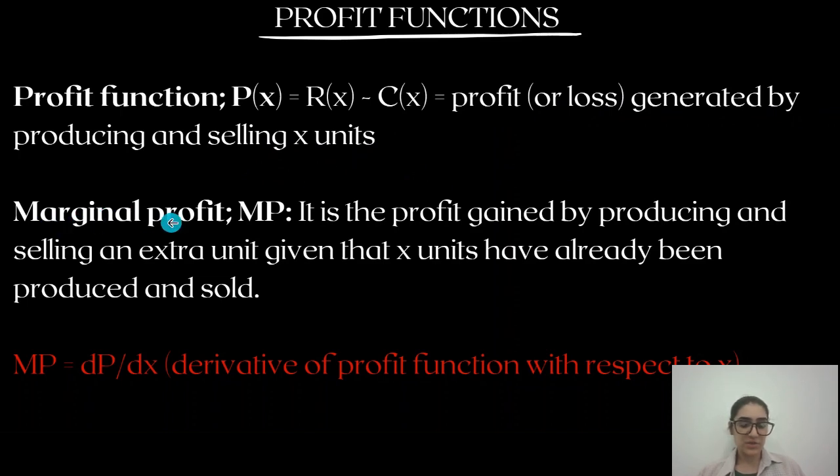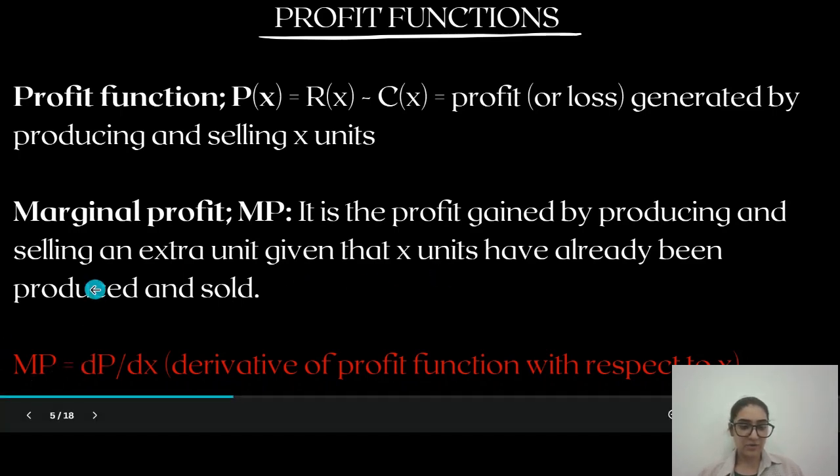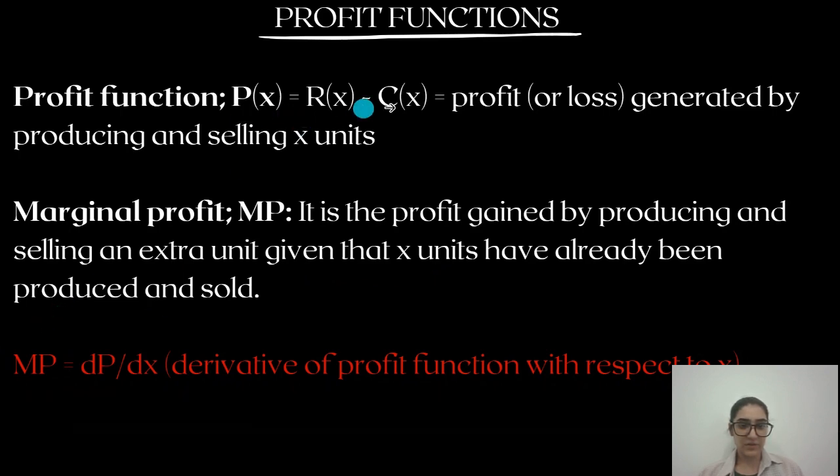So, what is marginal profit? Marginal profit, or MP, is the profit gained by producing and selling an extra unit, given that x units have already been produced and sold. How do we represent the marginal profit? It is the derivative of the profit function with respect to x units.